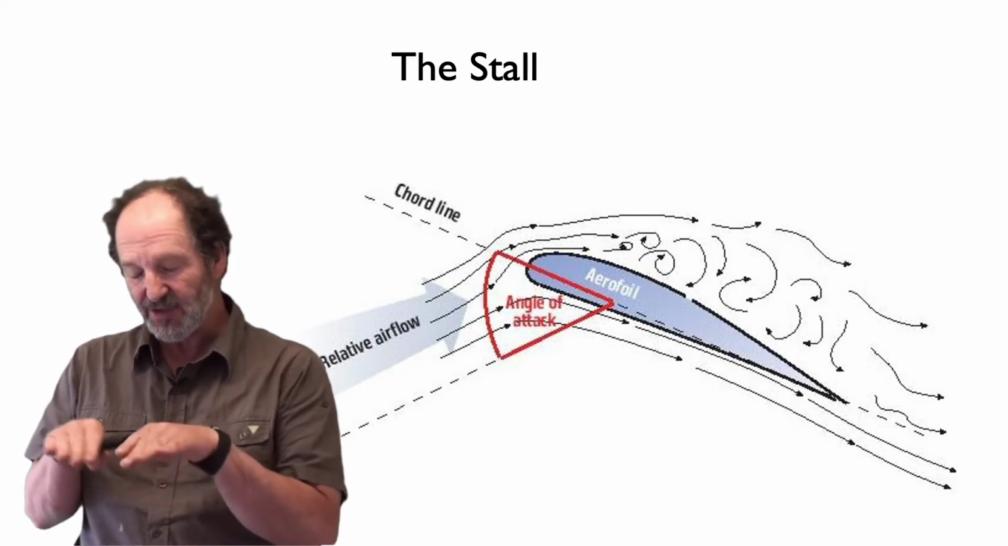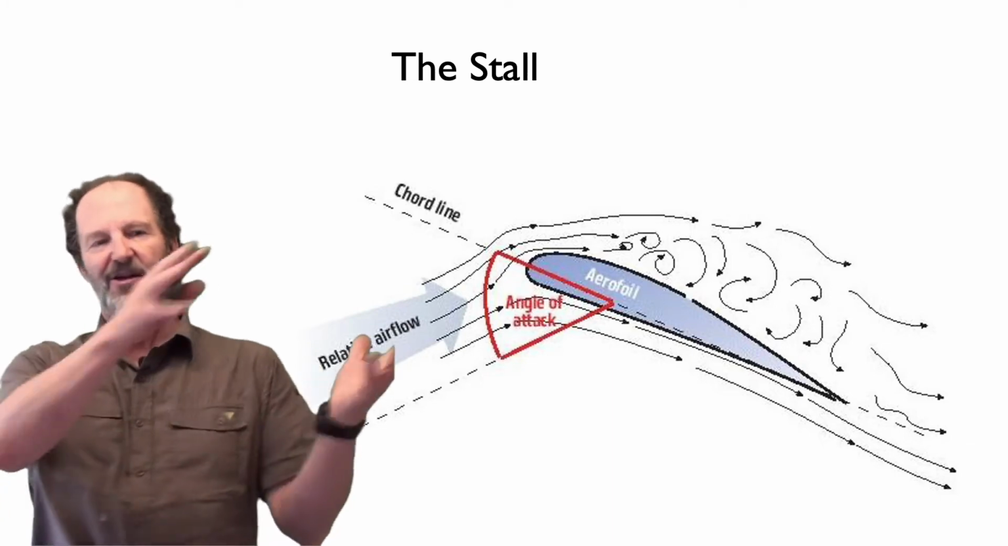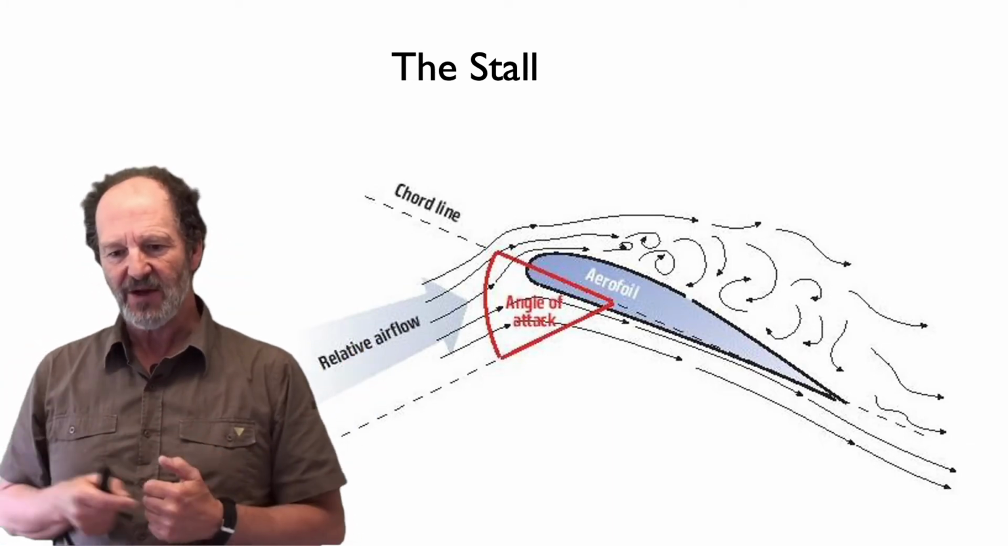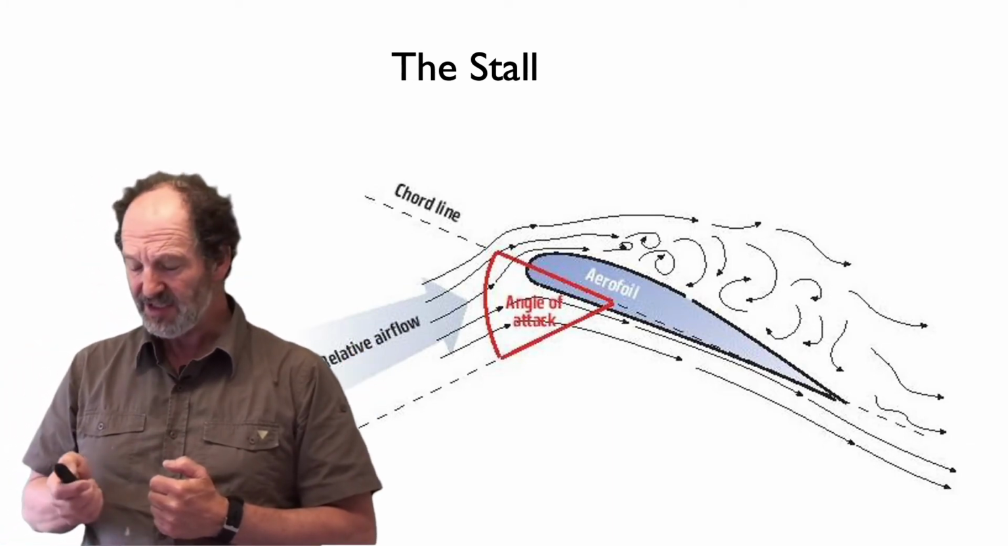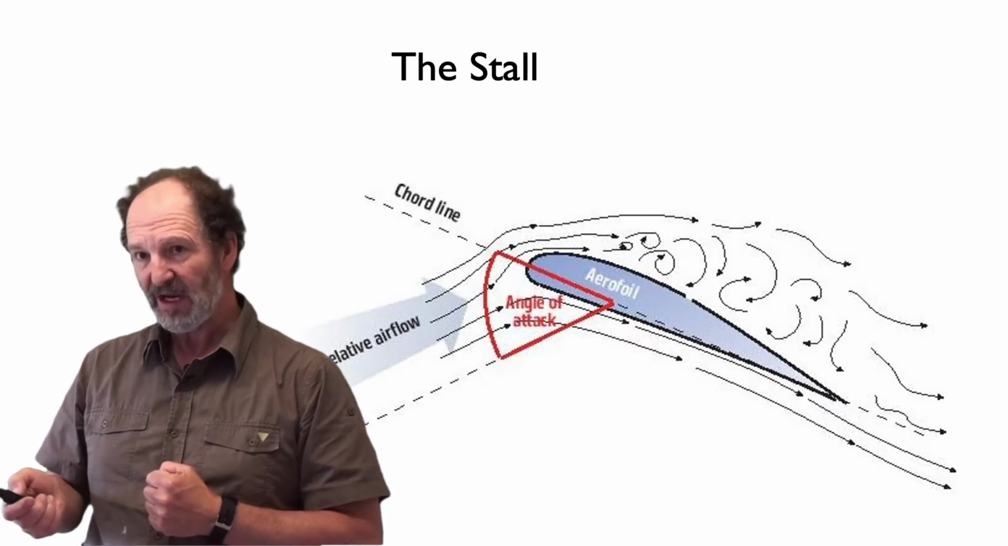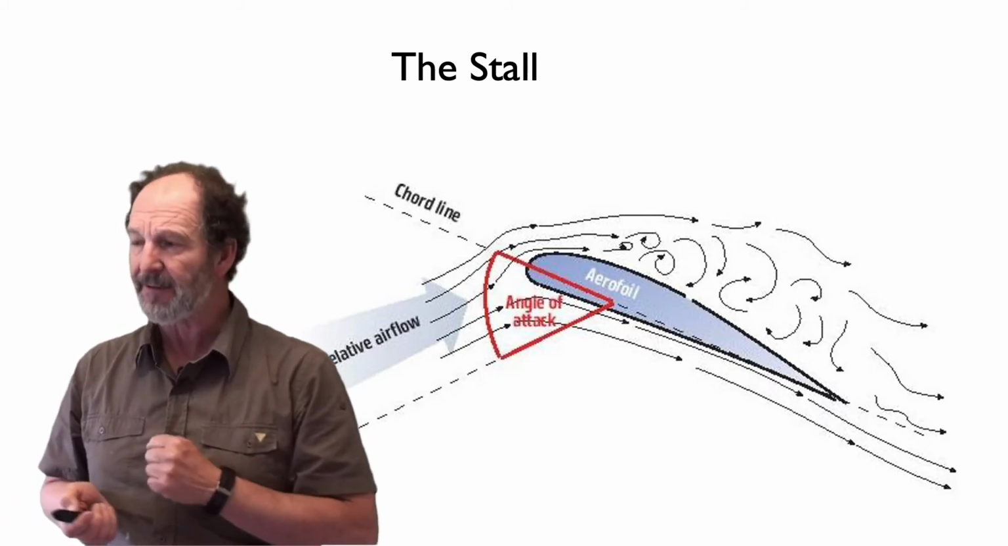In actual fact, it usually starts at the trailing edge and sort of rushes up over the top surface, the chaotic flow, and massively reduces the amount of lift that the wing is able to produce.